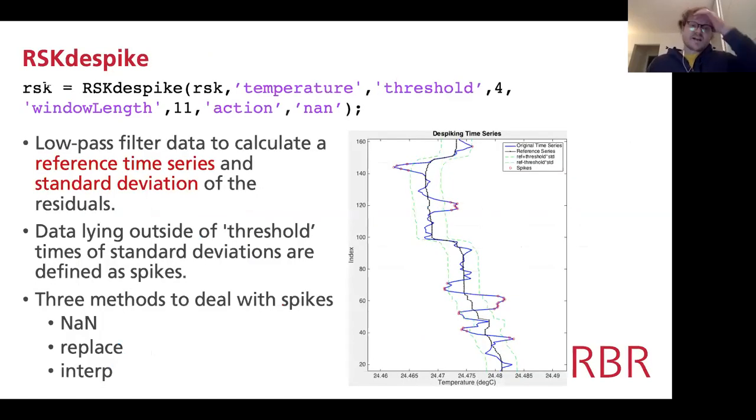We have a despiking algorithm. This is a median filtering algorithm. I'm not going to go through the details of it, but it could be useful in optical data, for example. Quite often, turbidity sensors will have spikes, and you can use despike to flag those. There are different algorithms to deal with the spikes. You can just not a number them, you can interpolate through them, or you can replace them with the median or a filtered value.